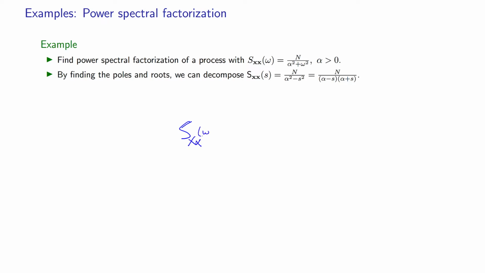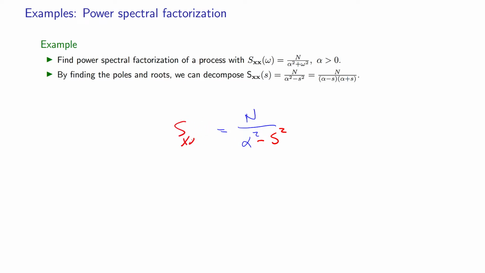So what we can do immediately is, we have S_x of omega equal to N divided by alpha squared plus omega squared. So the first thing I need to do is to take this omega squared out, and replace it by minus s squared. Okay, so I do that.